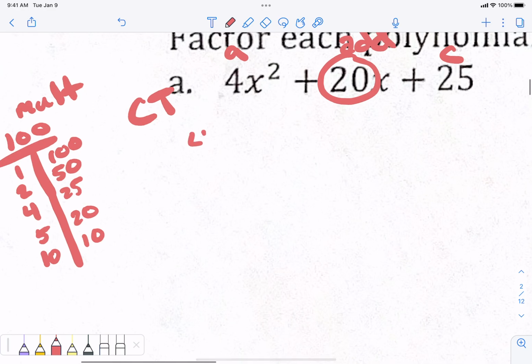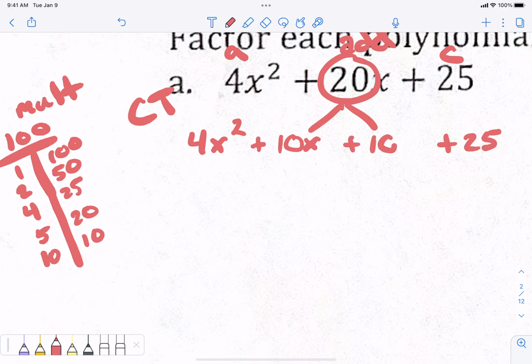All right, we're writing our 4 pieces. So the 4x squared and the 25 stay. Are we confused yet? Are we doing okay? Yeah? Okay, that 20 is going to split plus 10x plus 10x, right? Those are the two that we said are going to be the ones that we want, right? 10x, 10x. Now what? Group them. Factor by grouping.